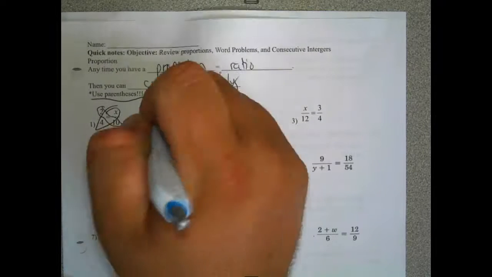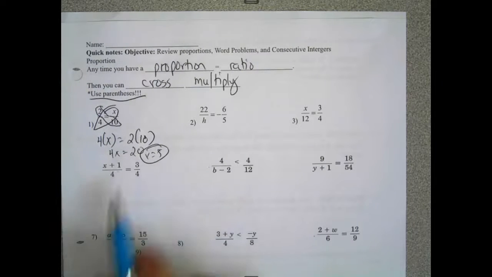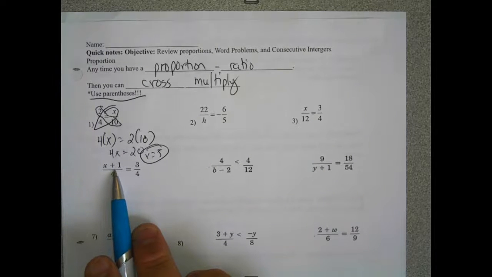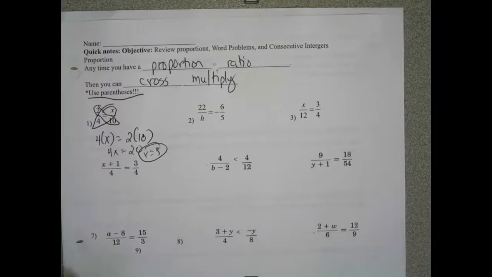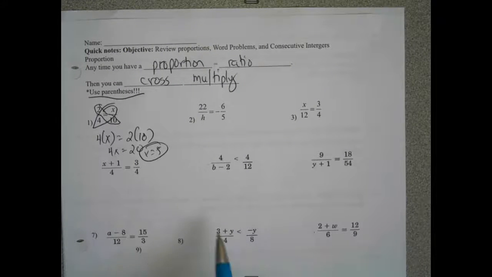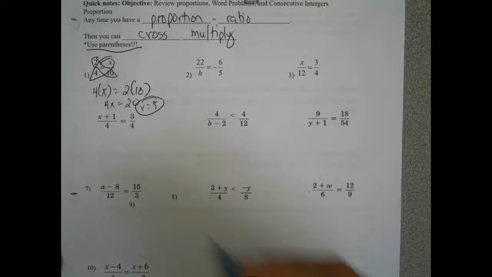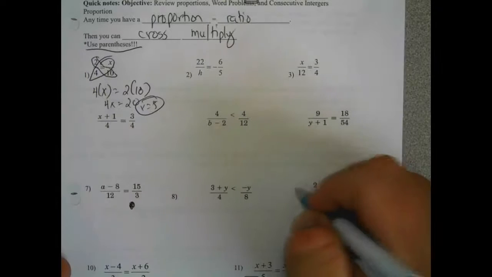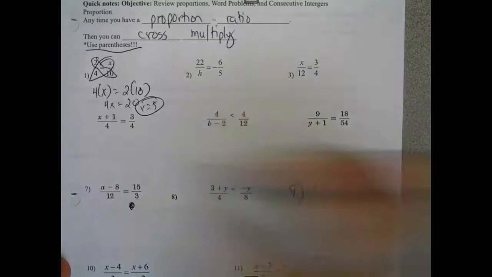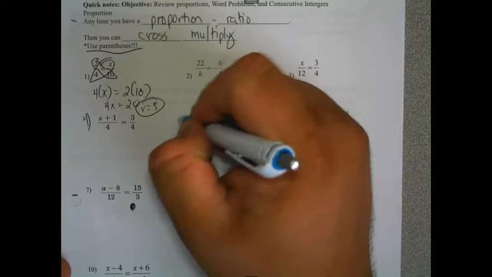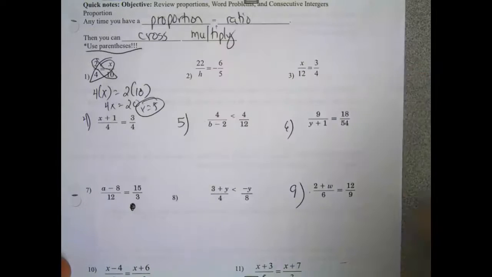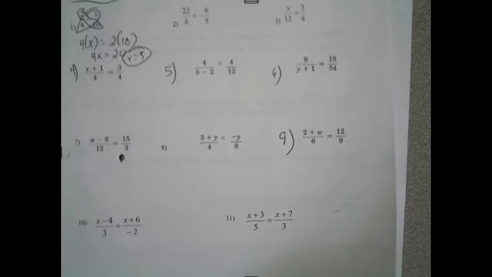The key here is to use parentheses, especially when you have a term like this where you're going to have to distribute. You want to make sure you're using parentheses. We'll talk about what happens when you have the less than and greater than signs. It's not a big deal. It doesn't really change much. The only other thing I'll say is this 9 here goes here. And this is 4, 5, and 6. So that's just a quick review on cross multiplication, and we'll work on these together in class.